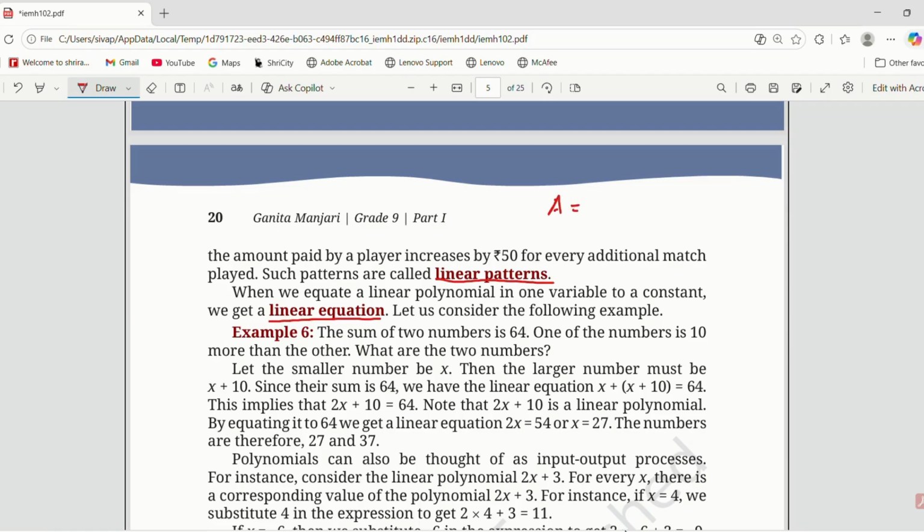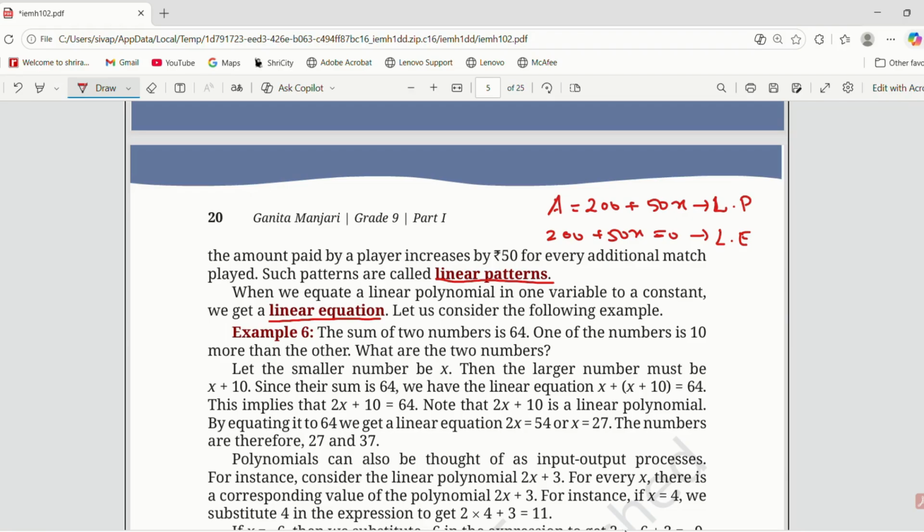Like in the previous case, we found the amount is given by 200 plus 50x, right? Suppose you equate this to 0, like 200 plus 50x is equal to 0. This is a linear polynomial, and when we equate this linear polynomial to 0, we can say it is a linear equation. So this is called a linear equation in this case.